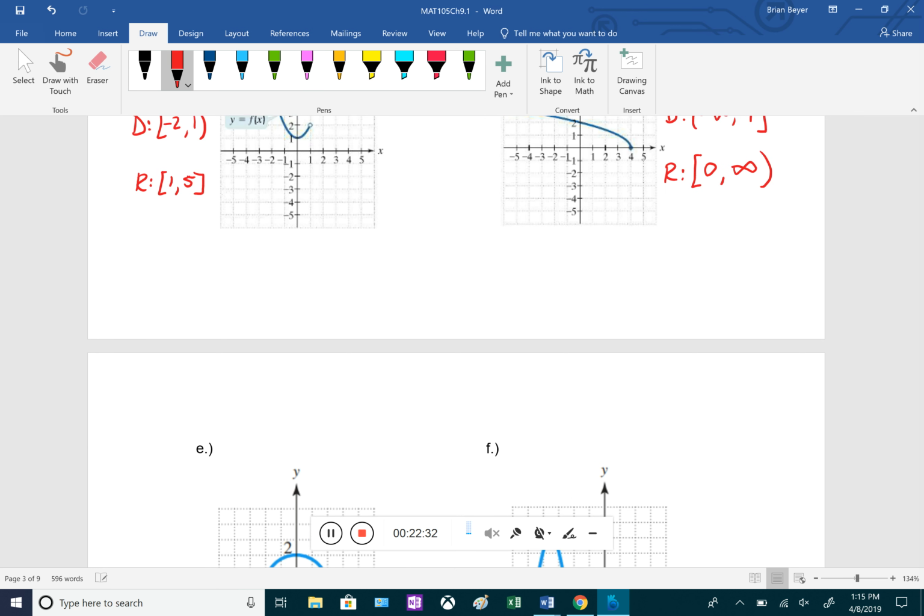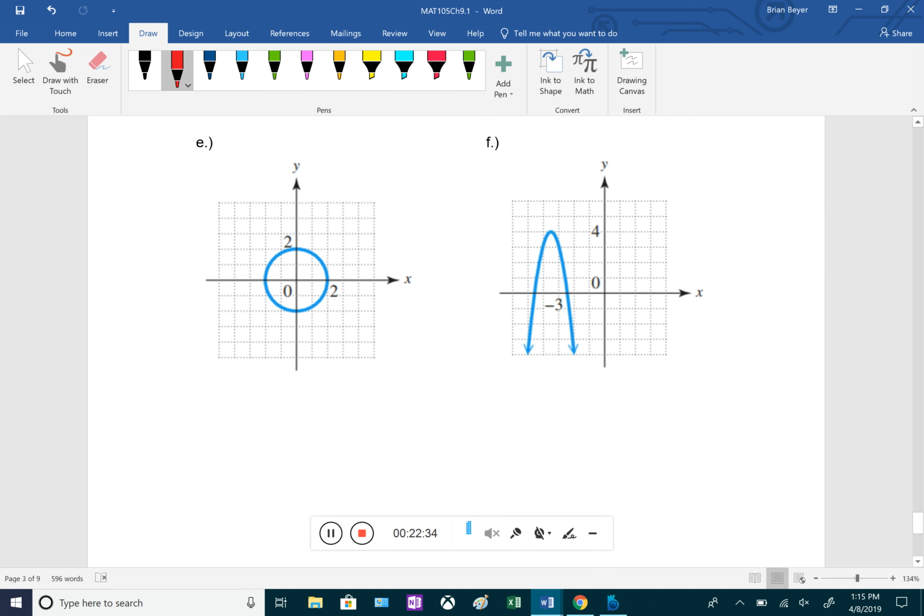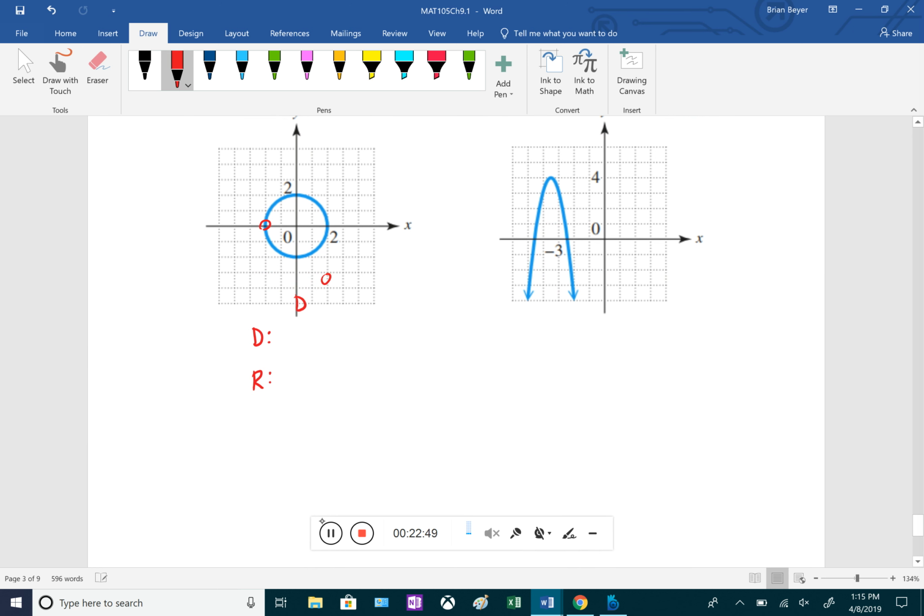And we'll do 2 more. For E, we have a circle. So the domain for this is going to be scanning it left to right. So it starts right here and goes to right here. That looks like it is from -2 to 2. And we're going to be including both of those because it's directly cutting through it. And the range, scanning bottom to top, goes from here to here. That is also going to be -2 to 2.